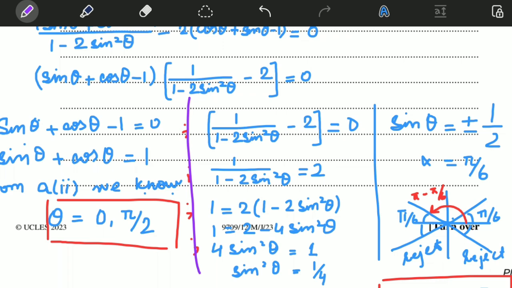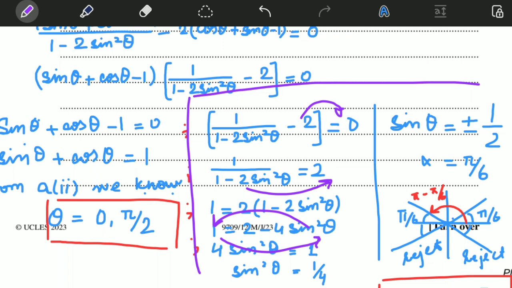Now we are going to this part. 1 over (1 minus 2 sin square theta) minus 2 is equal to 0. So this 2 is shifting to the other side. Then this denominator will be multiplied on the right hand side. Then 1 is equal to 2 minus 4 sin square theta. 4 sin square theta is equal to 2 minus 1. This will move over there, 1 will move over here. So 2 minus 1 equals 1, and 4 sin square theta will be positive then. Then sin square theta is equal to 1 over 4.